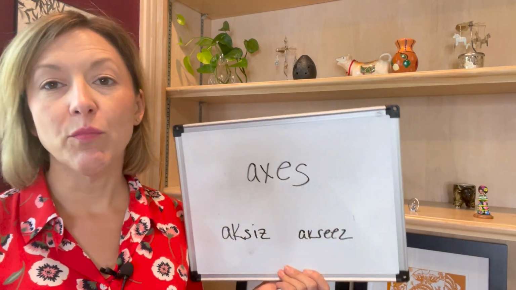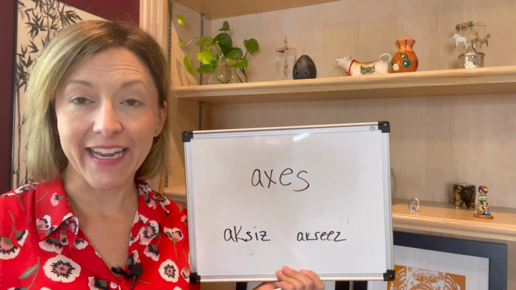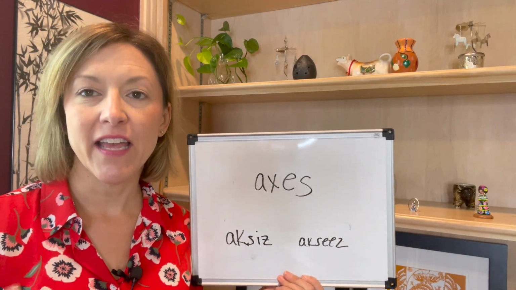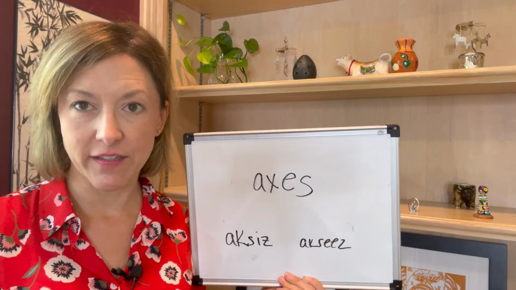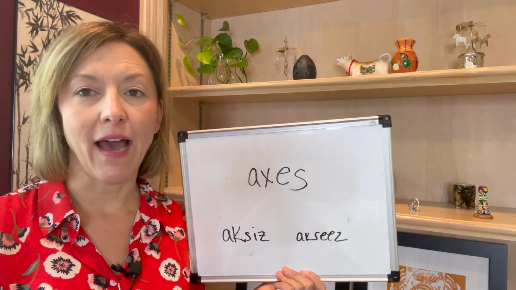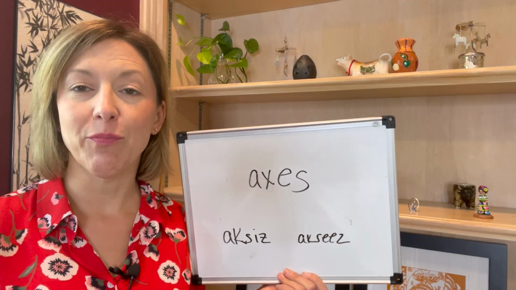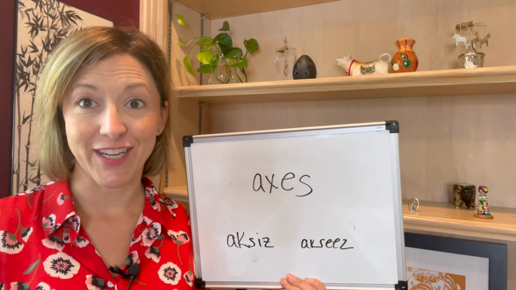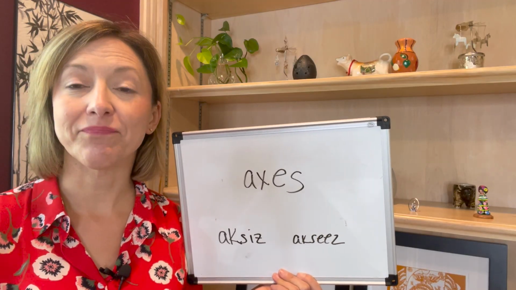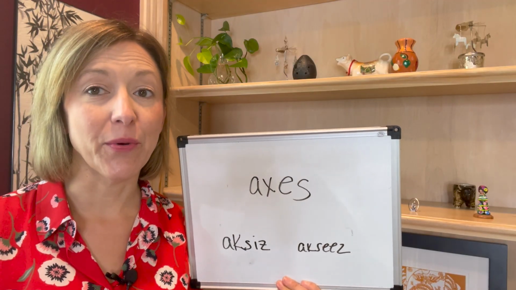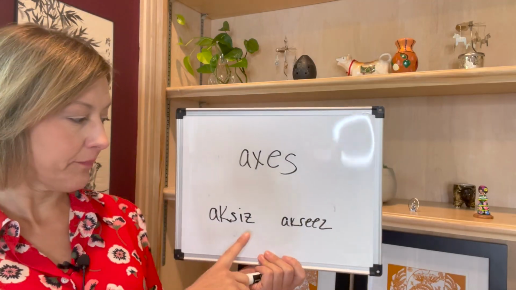Next, we're going to move to the S sound for the second syllable. S. This is the same in both words, and to say this sound, the tip of your tongue is either down or behind the top front teeth. Air moves out of the mouth and your tongue is not touching anything. Axes.